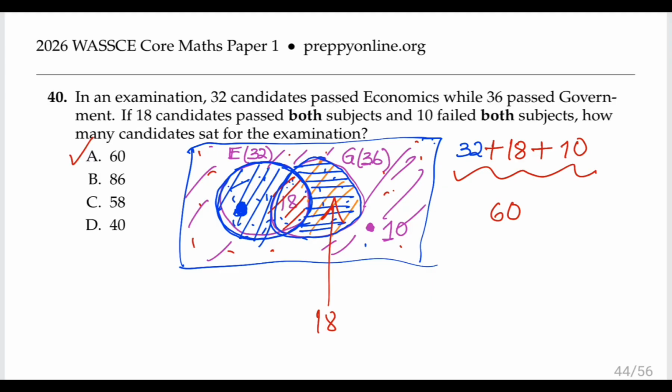That brings us to the end of this video where we've solved the questions 31 to 40 in the 2026 WASSCE Core Maths Paper 1. Again, the full set of questions and solutions may be found at preppyonline.org.